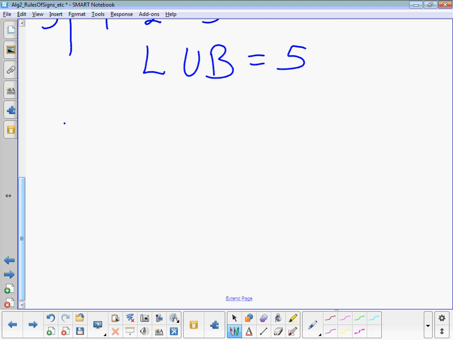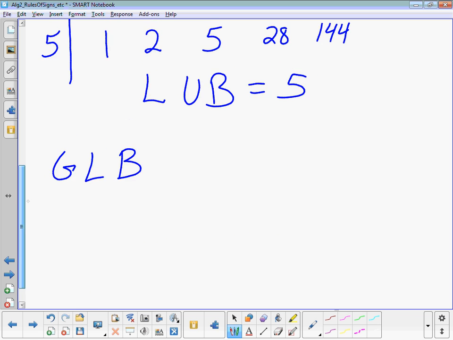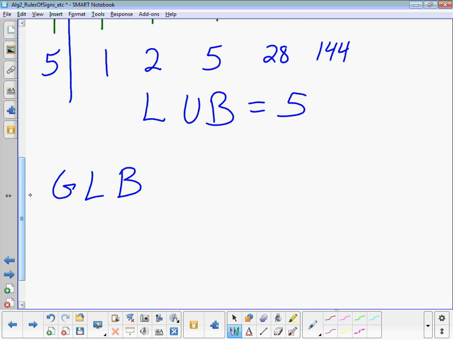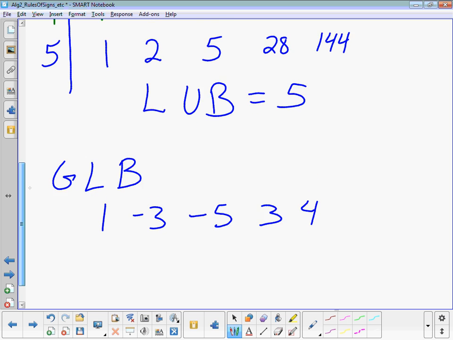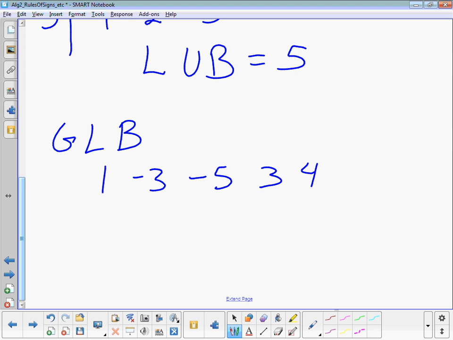Now, let's look for the greatest integral lower bound. So again, I set up my synthetic division. So I have 1, negative 3, negative 5, 3, and 4 again. But this time I need to use C, and the C has to be less than 0, so I've got to use negative numbers. So let's do negative 1. And I'm going to do it like I did last time, kind of as this table type thing.